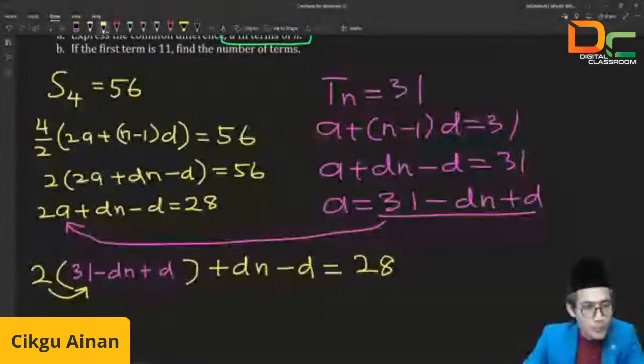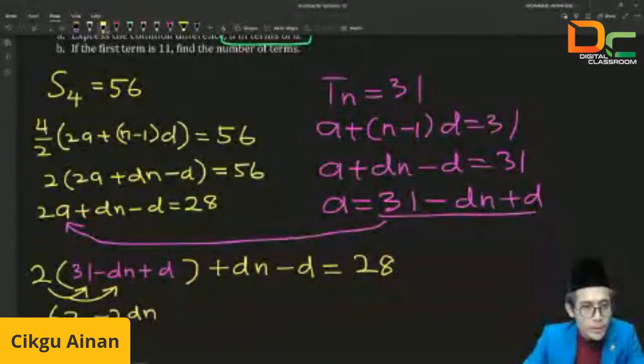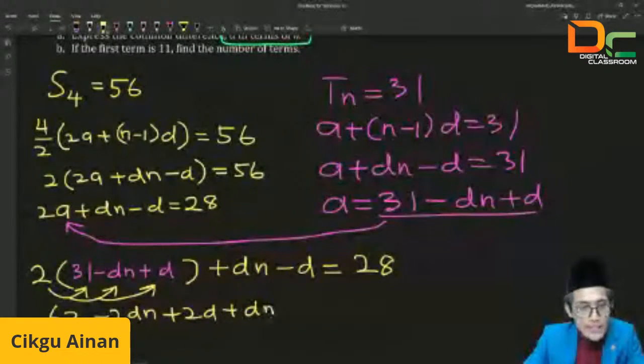Okay, 62. Okay, and then 2 multiply by minus dn is minus 2dn. Okay, 2 multiply by d is plus 2d. This one just copy paste. Okay, 28.